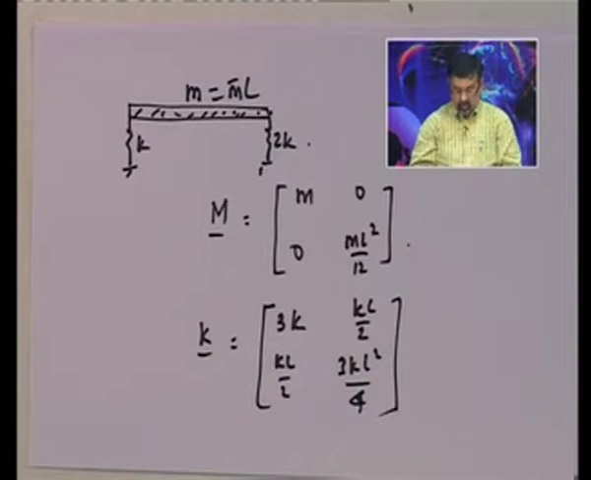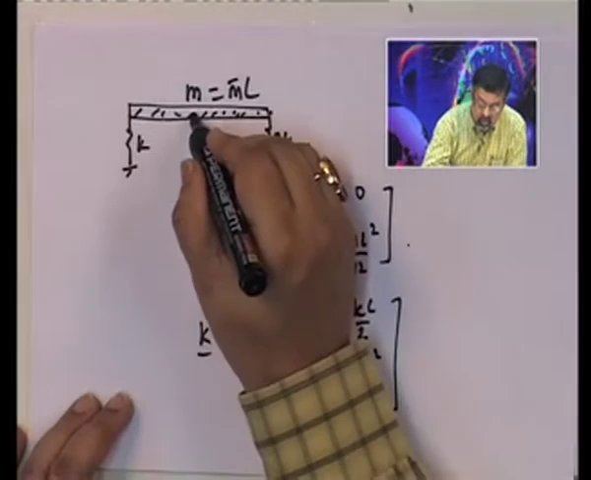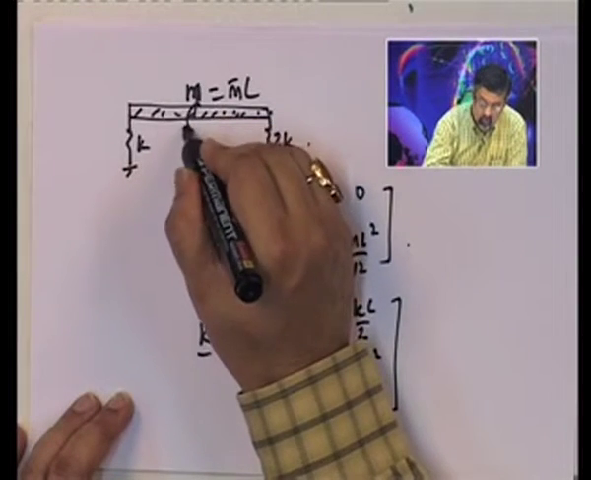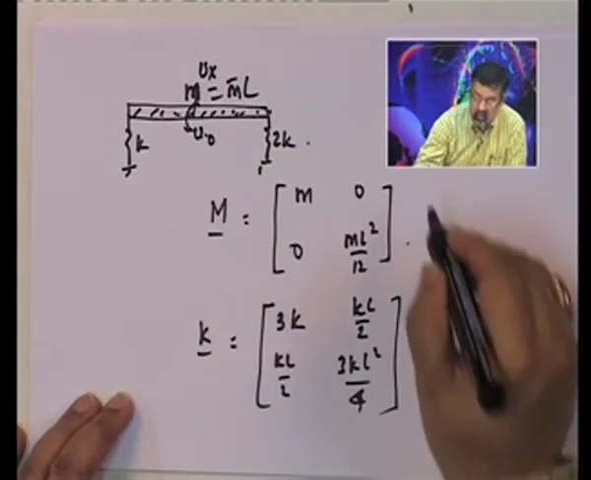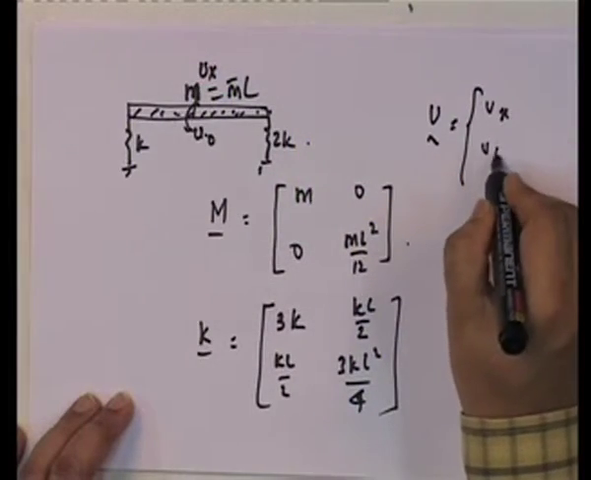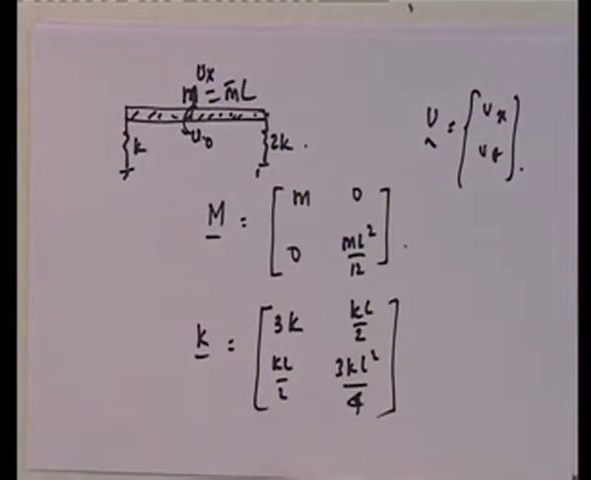So, these were the property matrices that we got corresponding to Vx and V theta. So, V was equal to Vx and V theta defined at the centroid. So, that was what we got. Now let us solve this problem. Let us solve the eigenvalue problem. If we solve the eigenvalue problem, this is what you get.